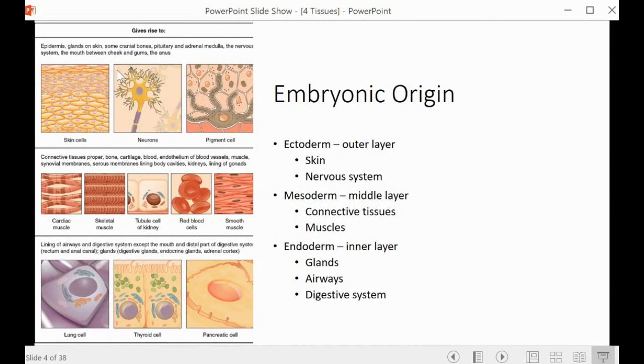Okay. And so this, we can see some embryonic origin to our different types of cells. So we have the ectoderm. The ectoderm is going to be that outer layer again, and it's going to eventually differentiate into our skin cells and our nervous system cells. So there's some neurons right there. Then we have our mesoderm. The mesoderm is the middle layer. It's going to become all of our connective tissues as well as our muscles. And then the endoderm is going to be the inner layer. This is going to become the glands, the airways, and the digestive system.